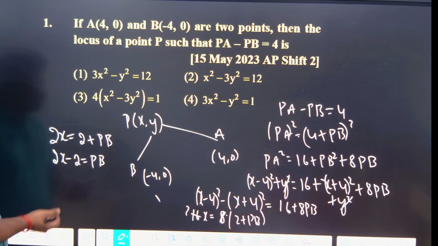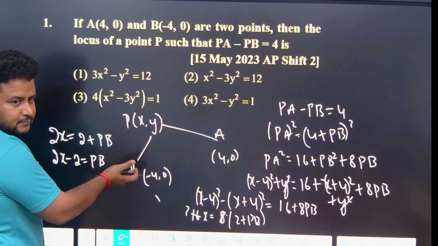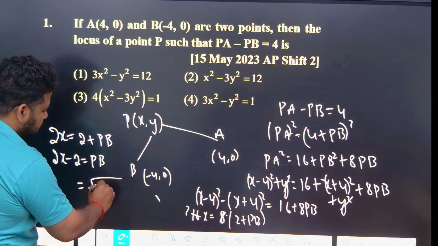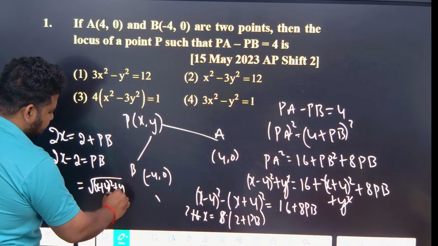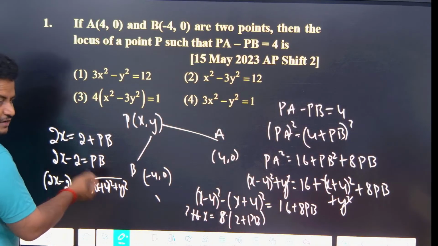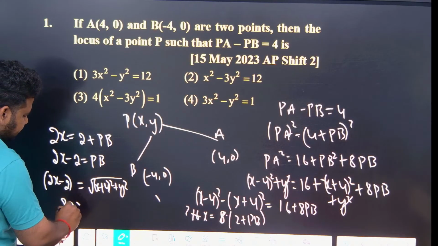PB is what? Square root will come. So PB means it will become square root of x plus 4 whole square plus y square. This will be 2x minus 2, correct na? Now I will square on both sides. Square on both sides will give me what?